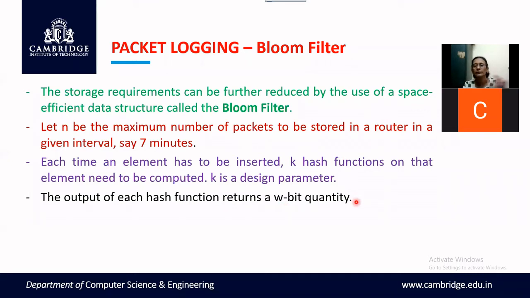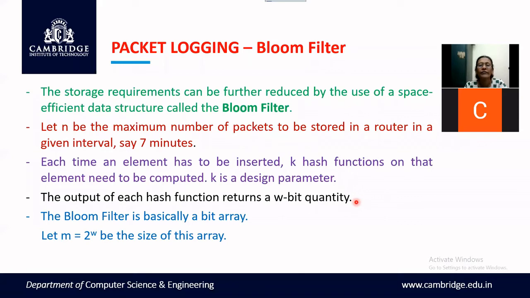Then you will have a bit array, which is called the Bloom filter. Since the hash function output size is w bits, the size of the array m would be m equal to 2 to the power of w. So the size of the Bloom filter array would be 2 to the power of w.